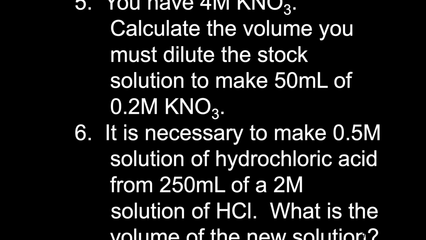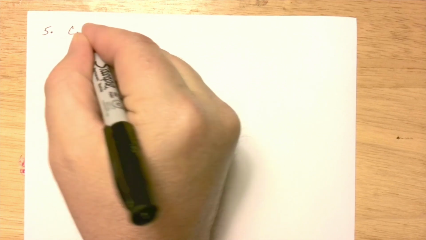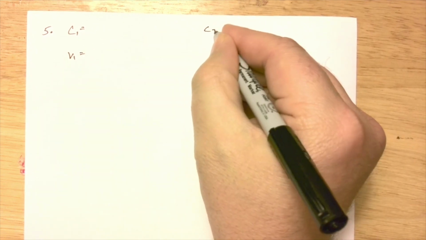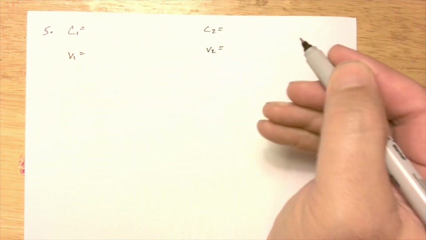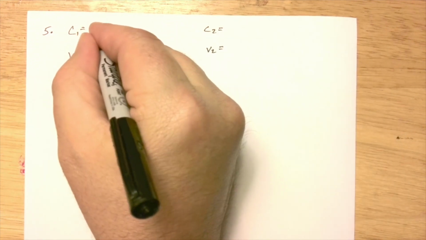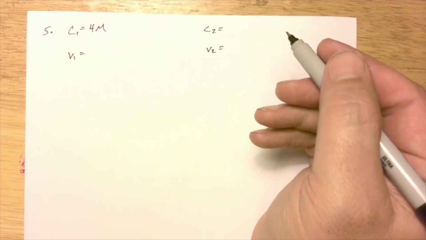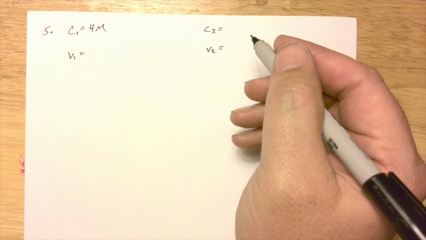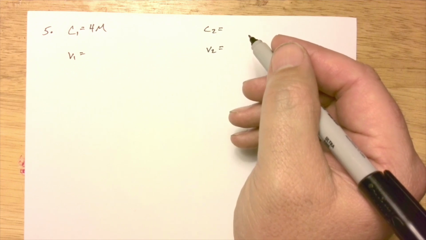Number 5. You have 4 molars of potassium nitrate. Calculate the volume you must dilute the stock solution to make 50 milliliters of 0.2 molar potassium nitrate. So you have 4 molar of potassium nitrate. So that's your C1. So C1, V1, C2, and V2. Again, the substance itself does not matter.